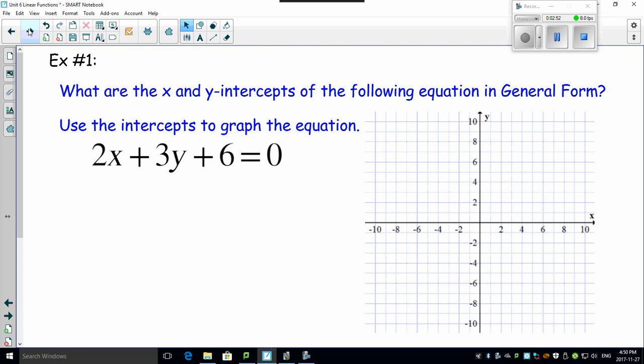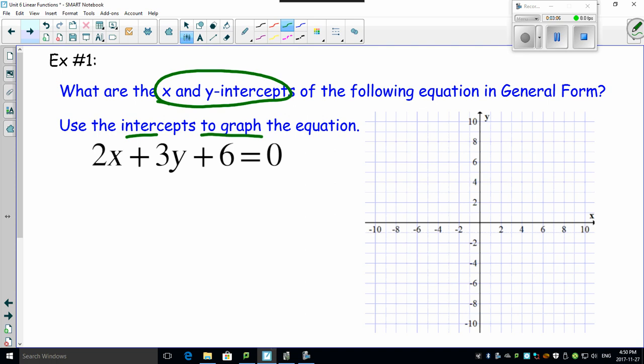Notice that x and y intercepts is the way we're going to do this, okay? And it asks you right off the bat, what are the x and y intercepts from this wonderful equation? And then we're going to use these intercepts to graph. Well, how do you do this? Super, super easy. Check this out. If it's an x-intercept, you know y equals 0. So check this out. If x-intercept, look at this equation, 2x plus 3y plus 6 equals 0.